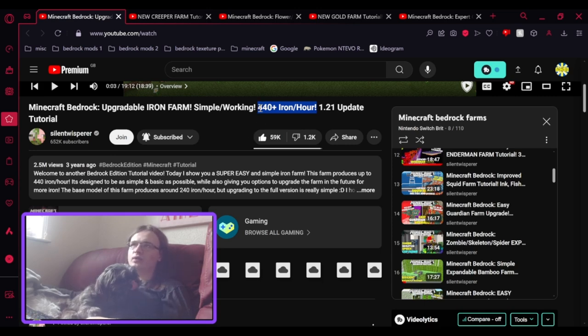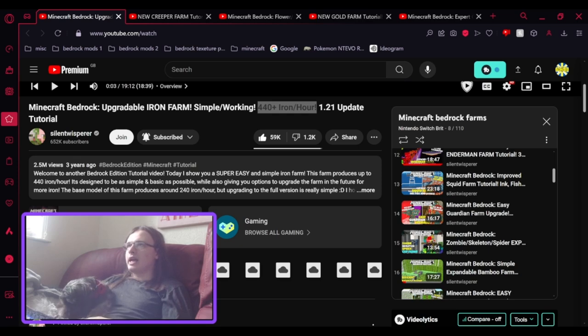This does 440 plus iron ingots an hour. So this one was pretty simple. There's no cost, so I just took that, converted it to an iron ingots essence, multiplied it by the iron ingots essence value, which is 31,680 essence per hour, or 30.9 diamonds per hour.